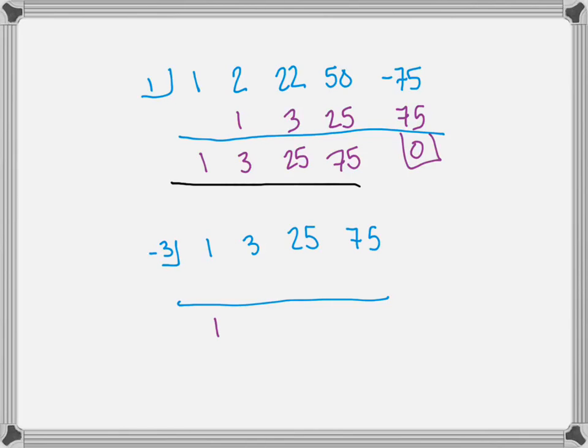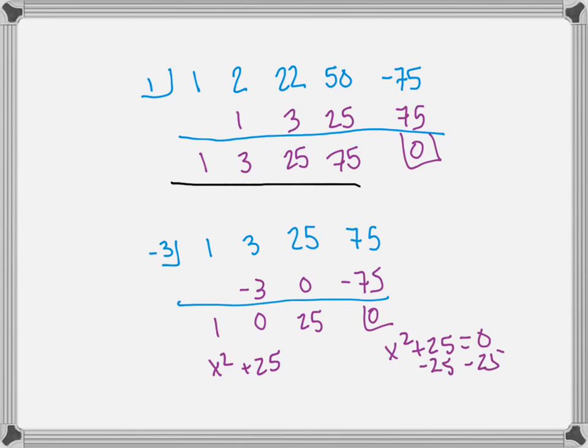So the first number comes down, then I'm multiplying negative 3 times 1 is negative 3, adding I get 0, negative 3 times 0 is 0, adding I get 25, negative 3 times 25 is negative 75, adding and I get 0, which means I have remainder 0, negative 3 is another rational root. And now I'm left with x squared plus 25.